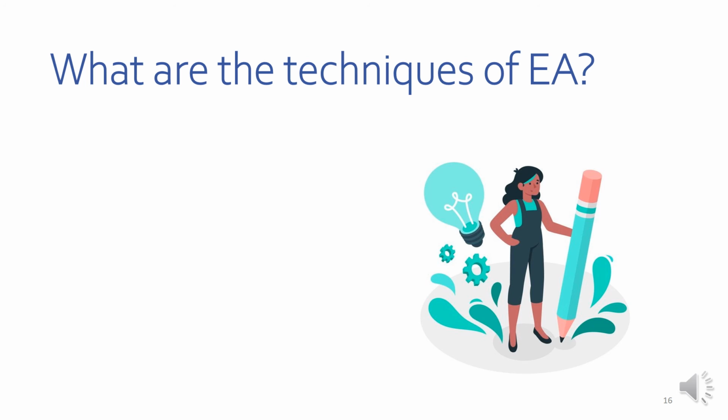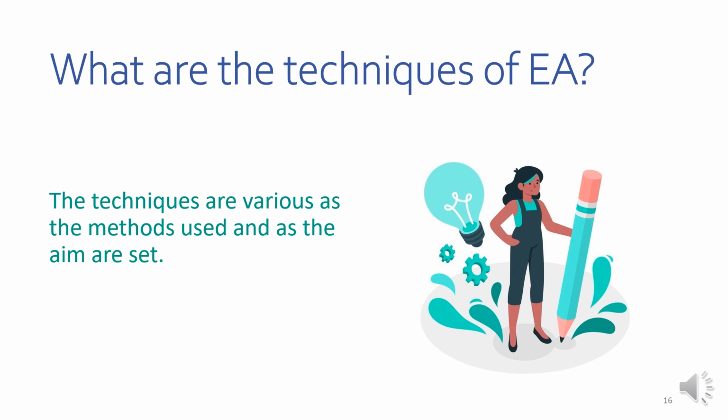What are the techniques of EA? Actually, the techniques are various, as the methods used and the aims set. So it depends on the problem, as we said. It depends on the principles of the EA itself, because firstly we identify the problem, then we identify the solution. So we select the best method to treat this. So it depends on the method that we use.